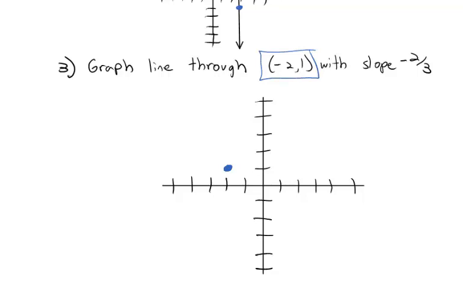The way we get our second point from there, we can use our slope, which tells us how to rise and run from that first point. We're going to rise negative 2, which means we're going to go down 2. And we're going to run 3, 1, 2, 3 spots to get to our next point. We can continue that pattern, rise negative 2, run 3. We can even go backwards, rise positive 2, run negative 3. And we get these points, and hopefully they're all going to be on a straight line all together. Look at that. There is the line through negative 2, 1 with a slope of negative 2/3.